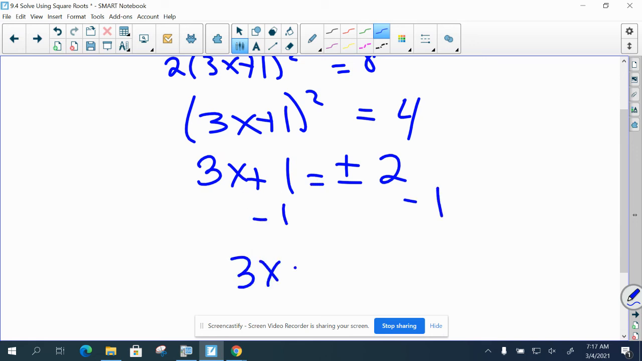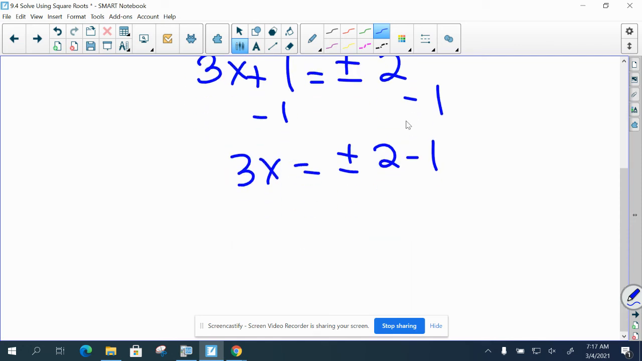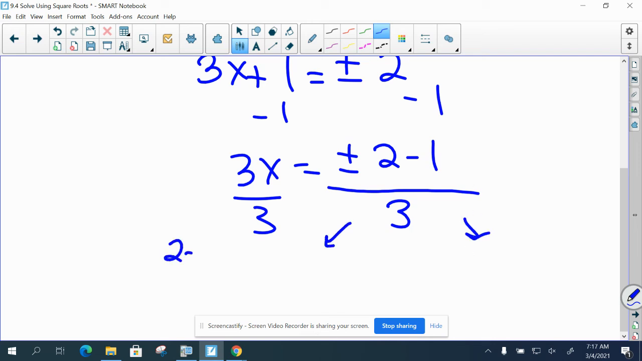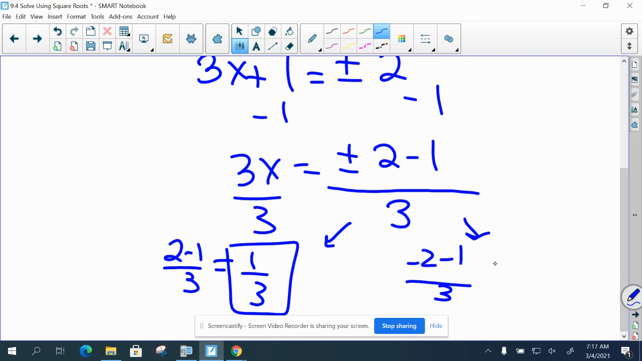So we would have 3x equals plus or minus 2 minus 1. And then we would divide by 3. When you divide by 3, you want to divide the entire thing by 3 and just write it as a fraction like that. Then you're going to break this up into 2 different fractions. It's going to be 2 minus 1 over 3 and negative 2 minus 1 over 3. If I simplified this fraction, I would get 1 over 3. If I simplified this fraction, I would get negative 3 over 3, which is negative 1.